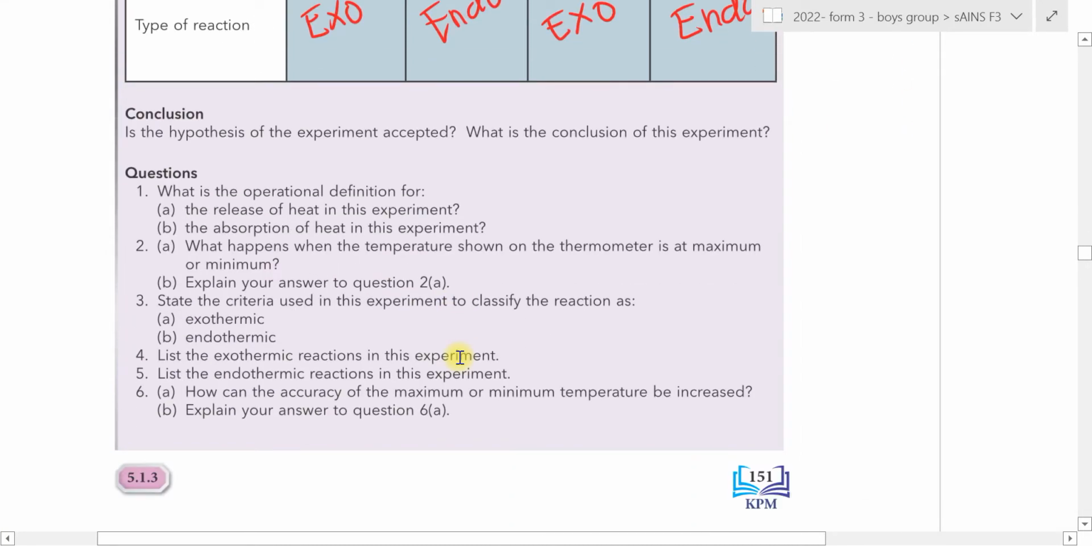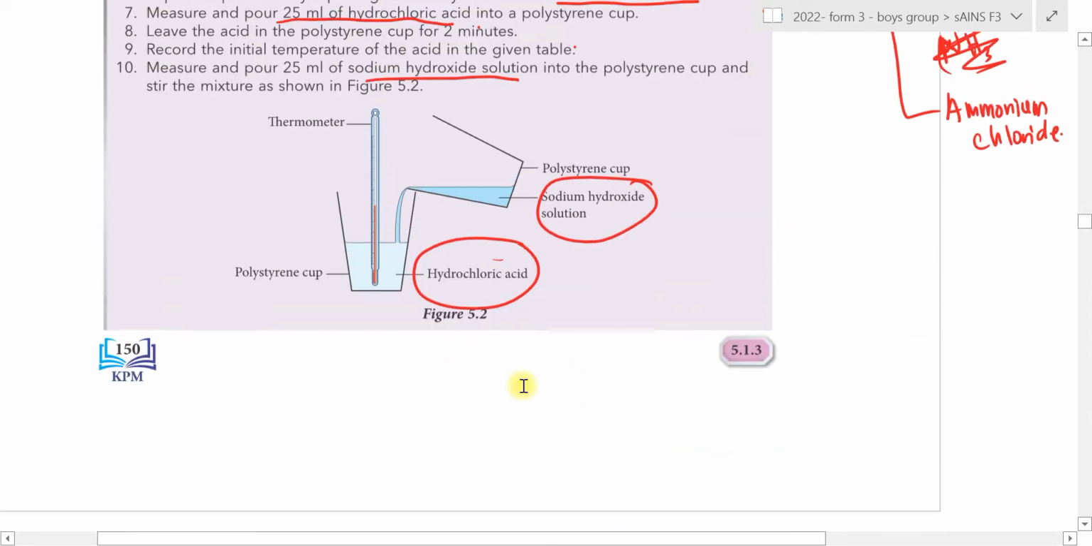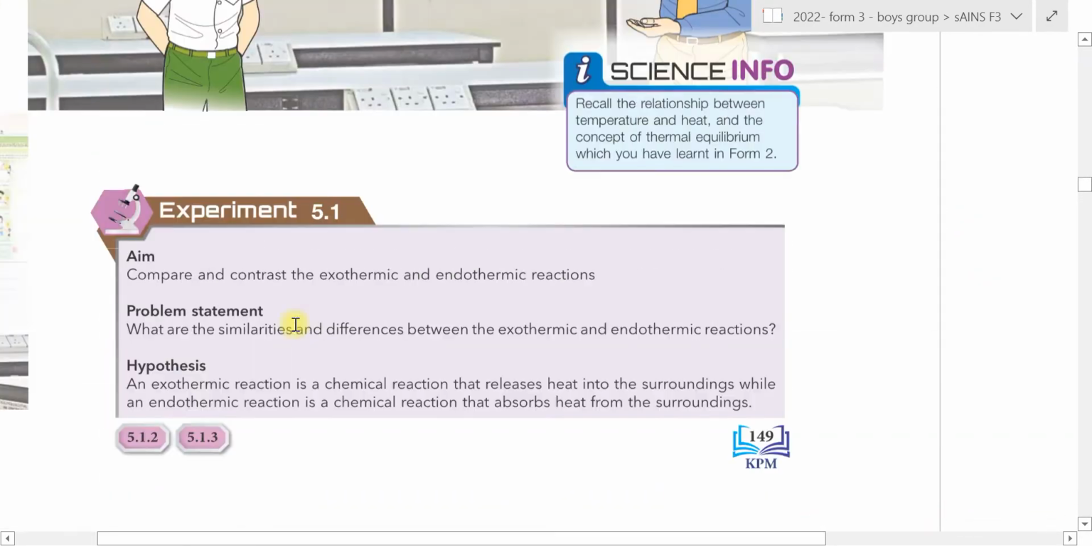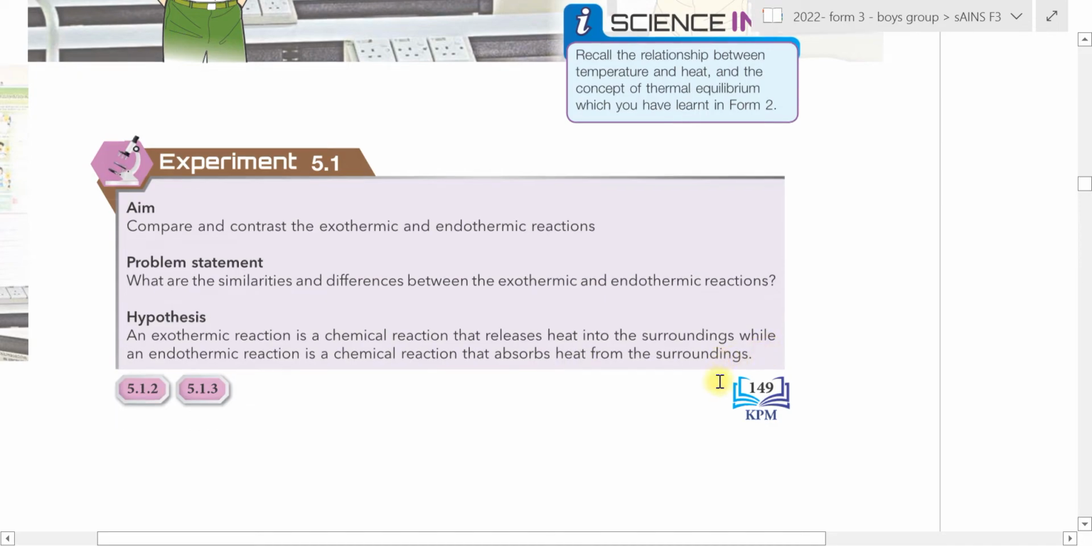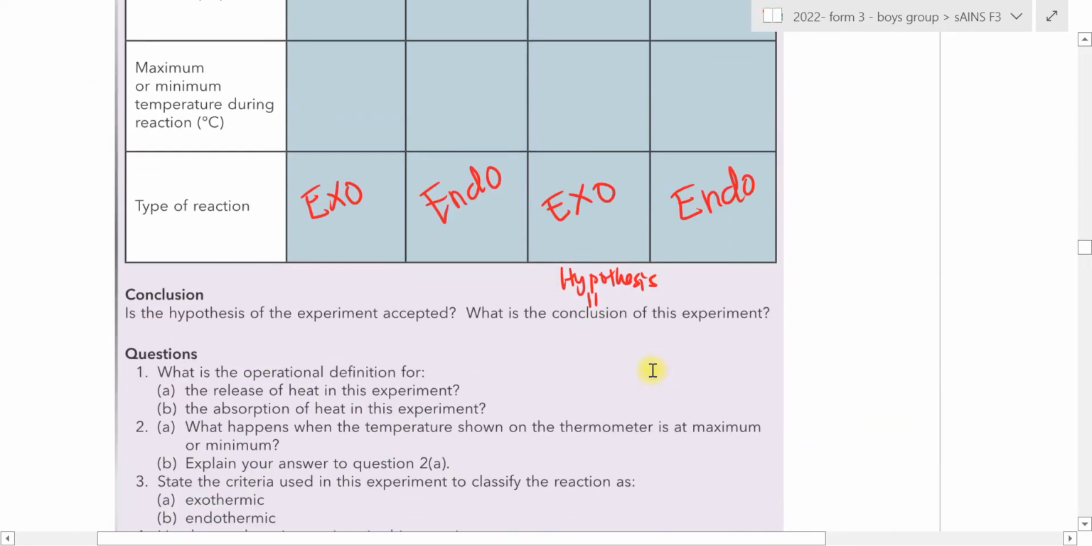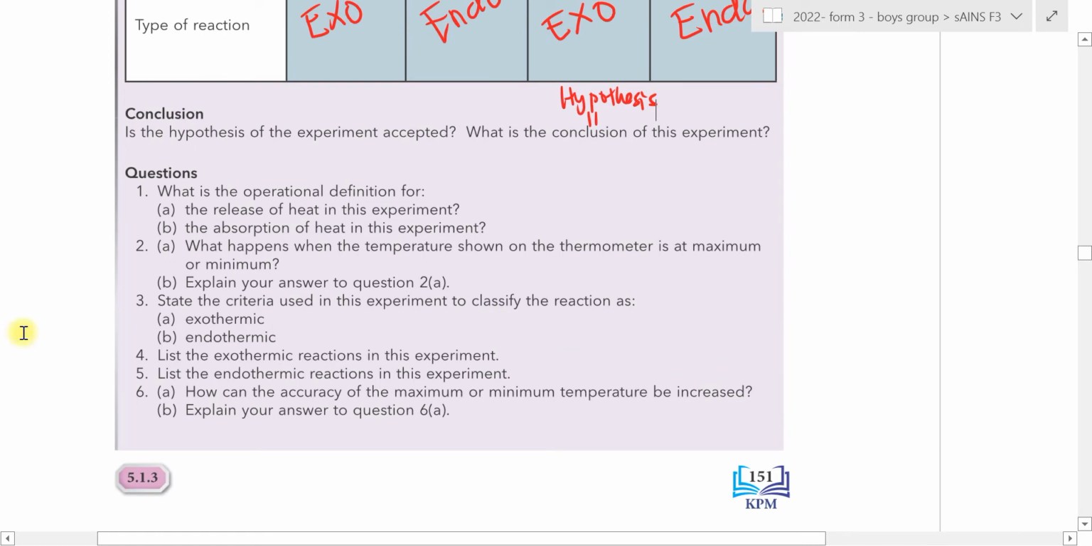Is the hypothesis of the experiment accepted? Of course. What is the conclusion? Whenever they ask for a conclusion, follow your hypothesis. Hypothesis and conclusion normally will be the same. Your conclusion is: an exothermic reaction is a chemical reaction that releases heat to the surroundings, while an endothermic reaction is a chemical reaction that absorbs heat from the surroundings.